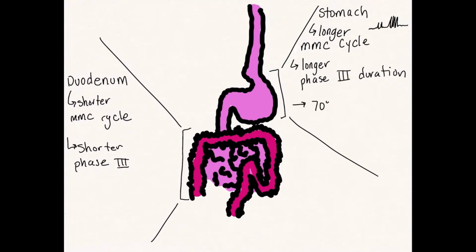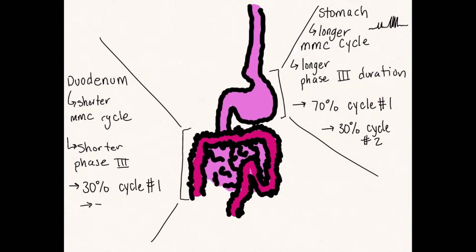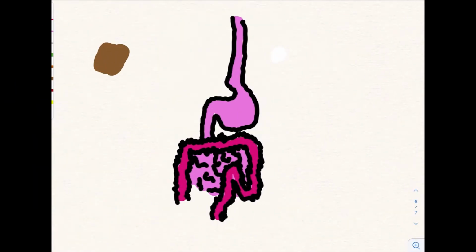Approximately 70% of the time, phase 3 contractions begin in the stomach, and the other 30% of the time, phase 3 starts in the duodenum. With more back to back cycles, however, fewer phase 3 contractions begin in the stomach, favoring duodenal origin. The significance of the MMC contractile activity is its ability to propel any leftover food debris, as well as microbes, along the GI tract towards the colon.